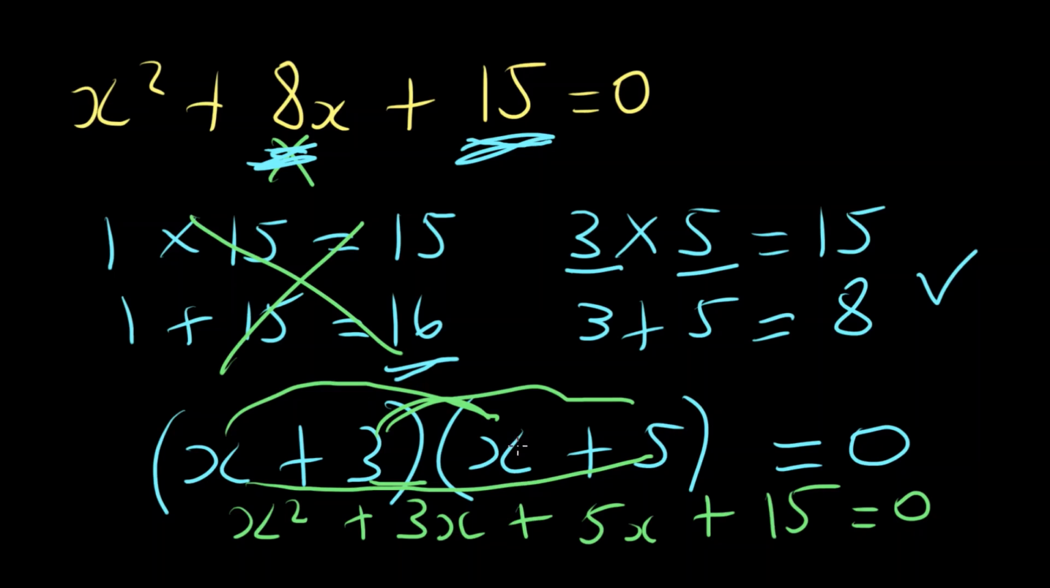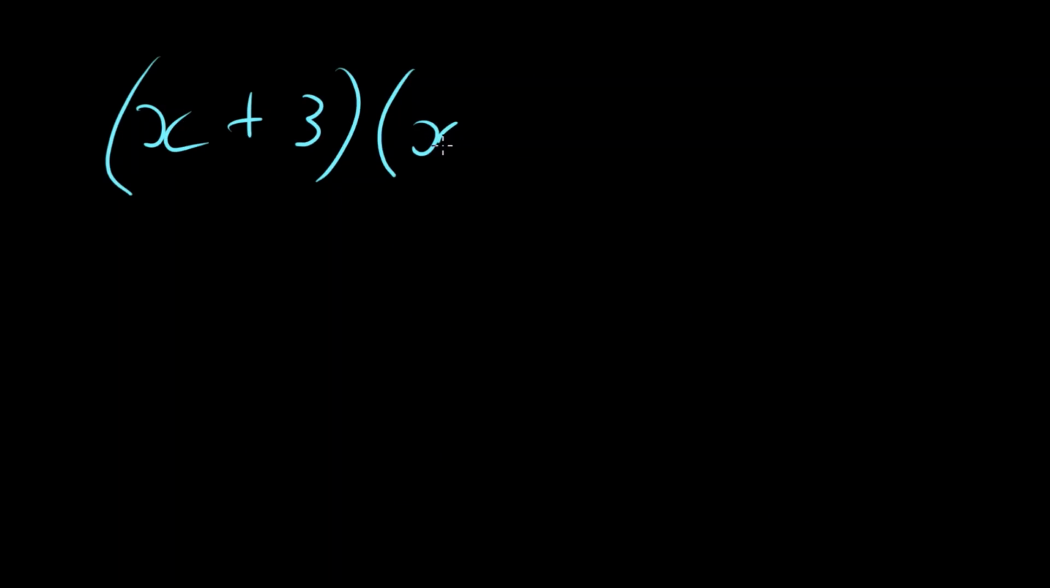So what can we do with this? Why did we get it into that factored form? Well, so x plus 3, x plus 5, just remember that. x plus 3, x plus 5 equals 0. The reason we do that is because it's much easier to solve.